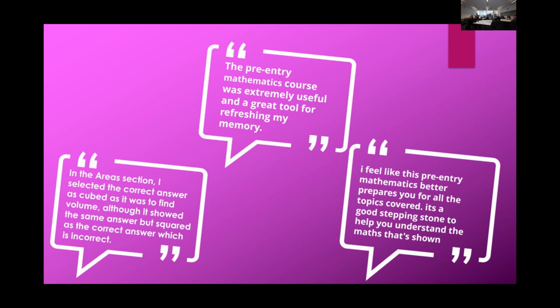You'll see the bottom left one in the area section. I selected the correct answer as cubed, as it was to find the volume, although it showed the same answer but squared as a correct answer. So this wee bit of feedback let me know that I made a mistake. I've had to rewrite a bit and put it back in. But they were sharp enough to point out my mistakes. That's always good.